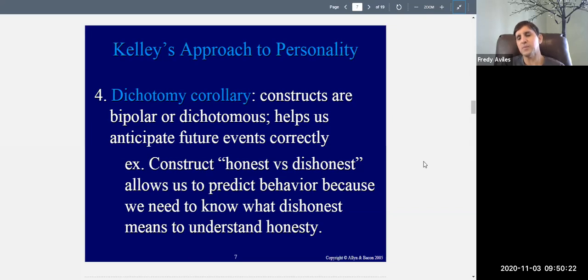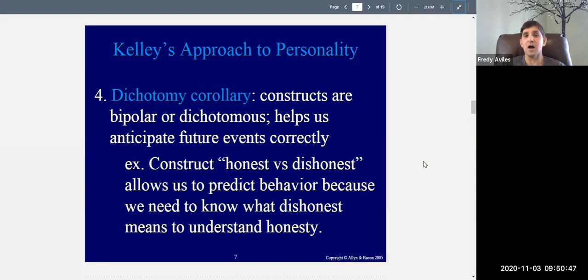So what this means is that we don't really understand something without understanding its opposite. Things are dichotomous. There's two sides to things, right? Do you really know what good is? Your predictions about good are affected by your predictions about bad. You don't know what good is unless you also know what bad is. You don't know what honest is unless you also know what dishonest means. That's what this says, the dichotomy corollary.